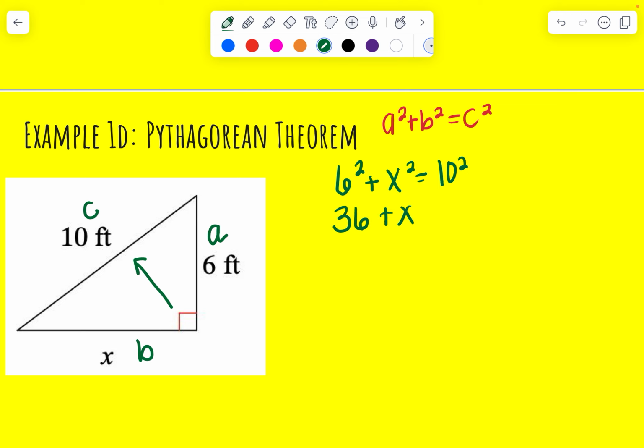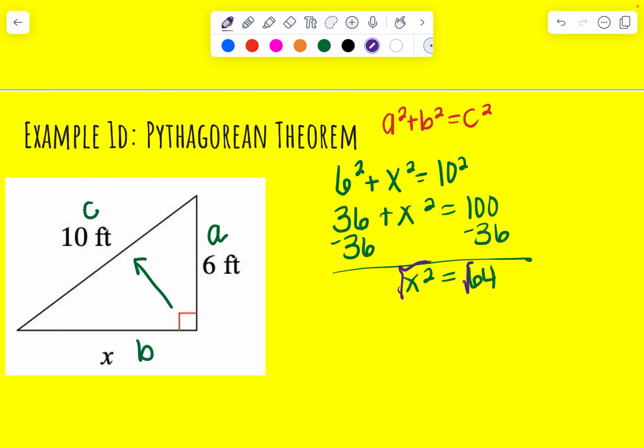36 plus x squared is 100. Take 36 from both sides, and we get x squared is 64. And then I'll square root both sides, and I'll get x is 8 feet.